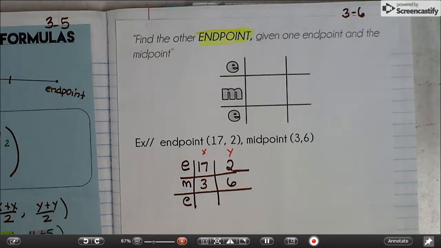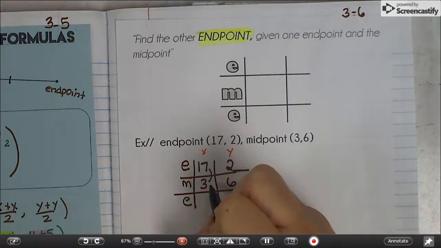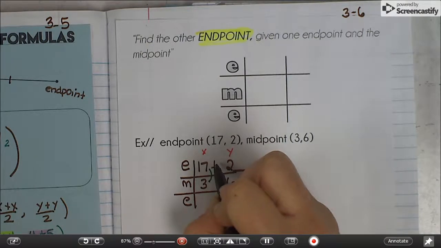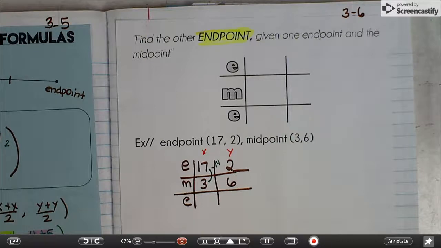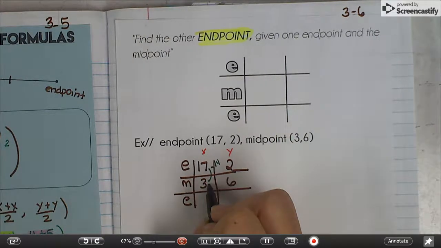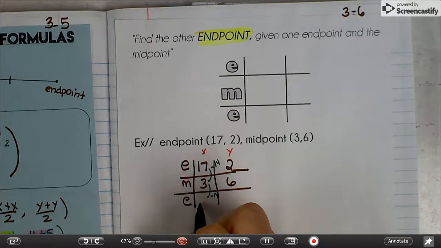And all you have to do is find the difference. How did you go from 17 to 3? Well, we subtracted 14. And so we want to subtract 14 again, because it's the same distance away from that one. And that's negative 11.